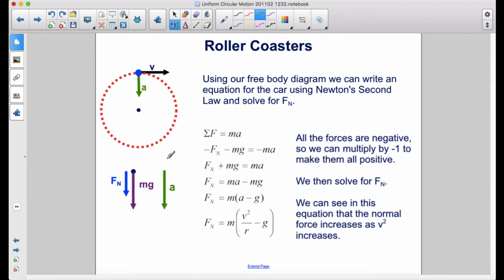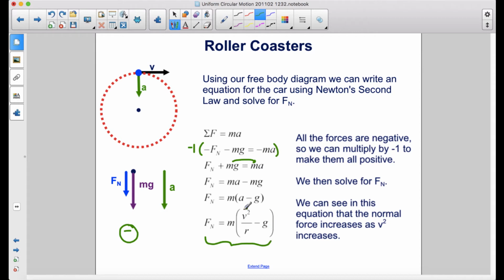Using our free body diagram, we can write an equation for the car using Newton's second law and solve for the normal force. So we have two forces, mg and the normal force. Both are pointing in the negative direction, down. So we have negative normal force minus the weight mg equals negative ma, since a is also pointing down. So we can just multiply this whole thing by -1 so that these all become positive. So now we've gotten rid of those negative signs. And we solve for the normal force, so we subtract mg from both sides. We can factor out that m, and we can replace acceleration with v squared over r since we're in circular motion. And here's our equation for normal force.